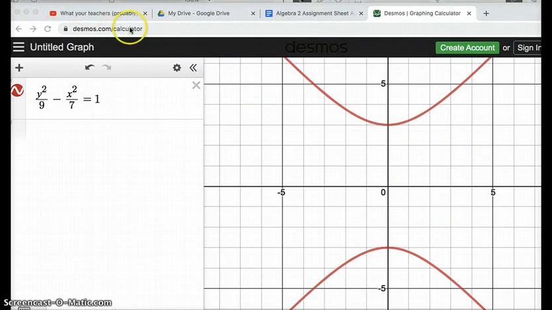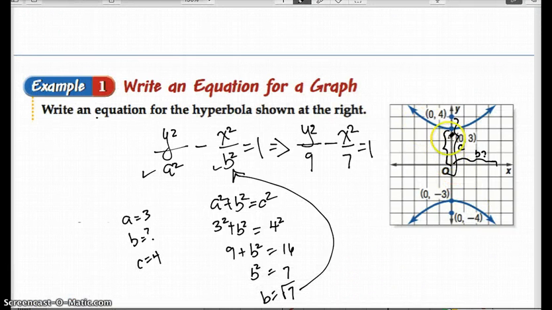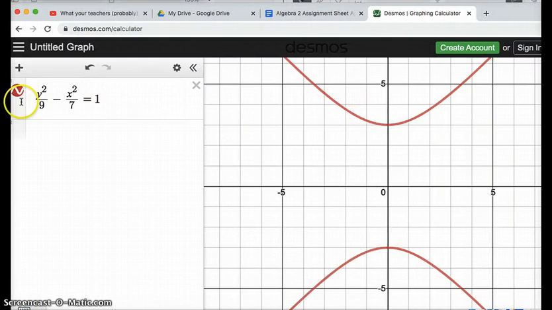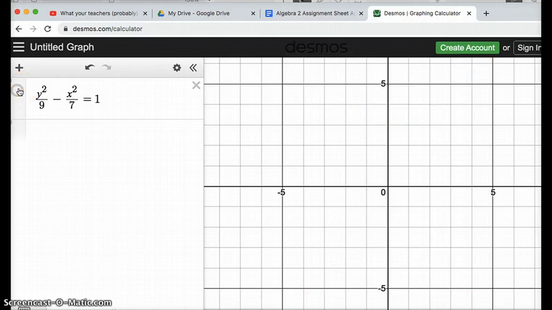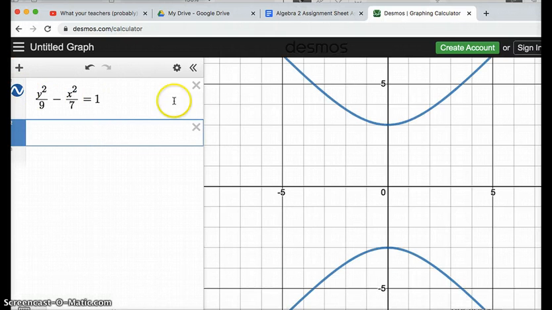So I decided to go to Desmos and plug in the equation that we came up with, just to confirm for myself that it made sense, and it seems to, right? Y squared over 9 minus x squared over 7 equals 1, and we have this graph here that looks an awful lot like this graph here, except it's red and not blue. But we could even change that. Maybe we can. There we go.